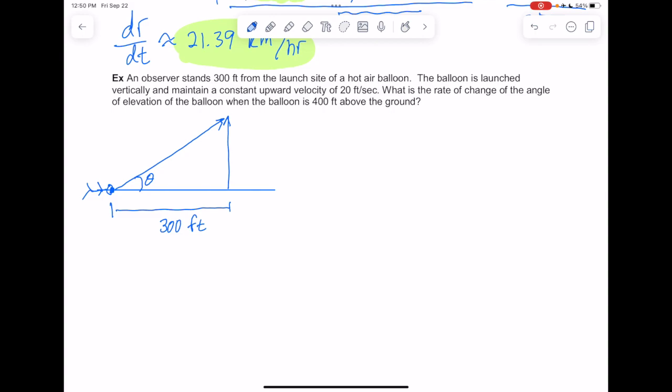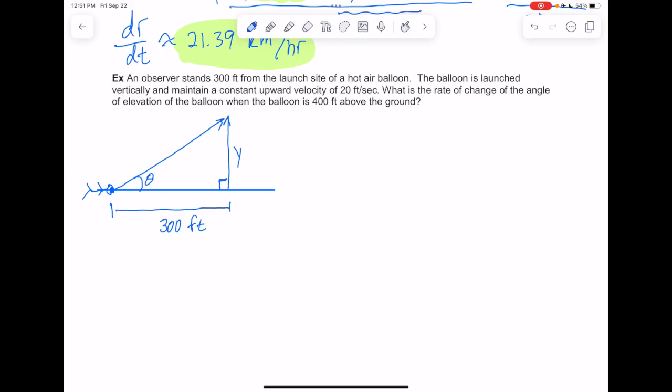So what other variable is there? The balloon is going up and its distance is changing. So we'll put a y on there. And then we've got a right angle. And so you might think use Pythagorean theorem, but they're not asking about the distance between the observer and the balloon. They're asking at the rate at which the angle of observation is changing. So we need an angle not between leg and hypotenuse, but between theta and the y and the 300.